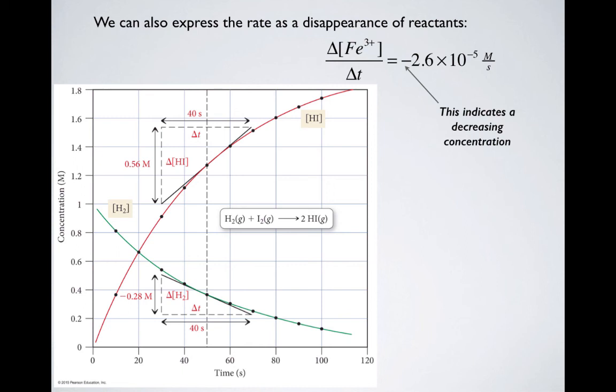We see here a graph where we show a reaction of H2 plus I2 going to 2HI, and we have our HI concentration increasing. So this is our red line here, and we're measuring just a rate right here, measuring a change in time, and we have a change in concentration on the y-axis there. If we want to measure one of the reactants, we would see that its concentration is dropping with time, and so it has a negative rate.